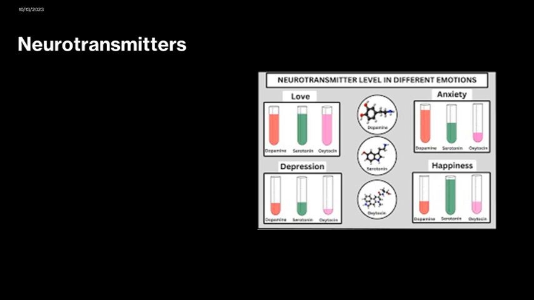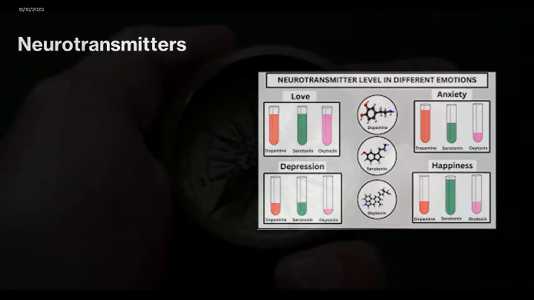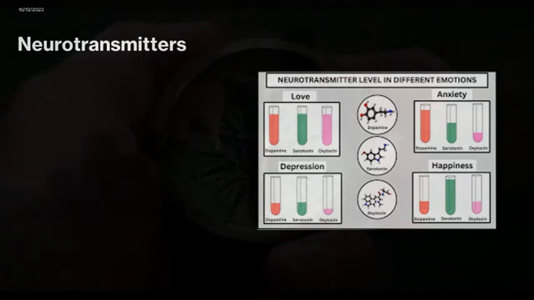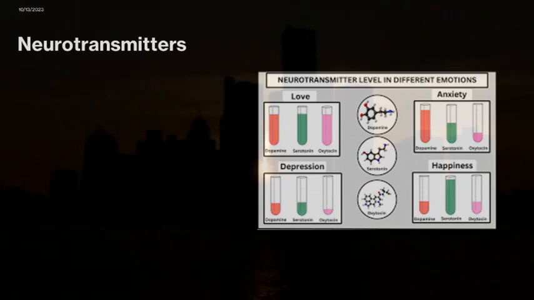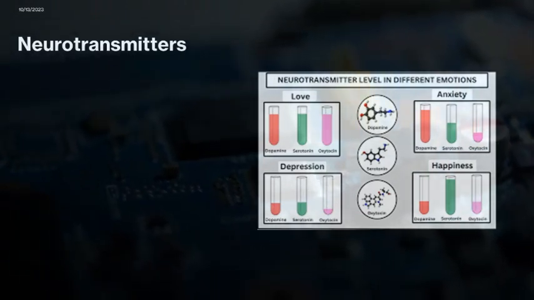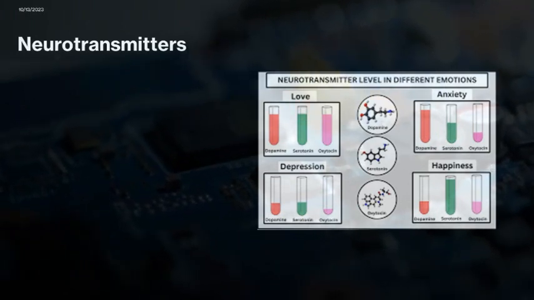Now, as far as serotonin goes, it's associated with regulating mood, calming down anxiety, and setting the stage for your overall emotional well-being. So imbalances or lack of serotonin is linked to mood disorders like depression and anxiety. Then there's dopamine, and dopamine is often referred to as the feel-good neurotransmitter. So it plays a role in reward and pleasure and motivation and reinforcement. So dysregulation of dopamine is implicated in addiction and conditions like schizophrenia.